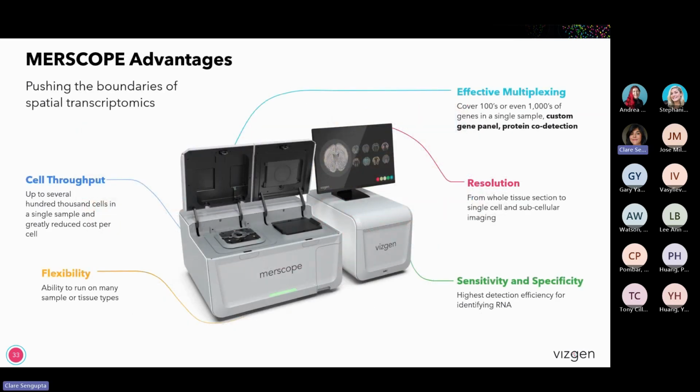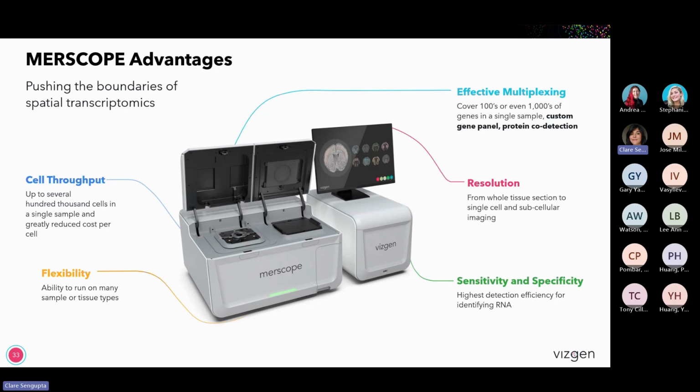So hopefully we have been able to describe all the advantages of this technology effectively, including the multiplexing, to be able to describe hundreds or soon to be thousands of genes using a custom gene panel and protein code detection on your sample over a large imaging area of intact tissue. This is enabled by the high resolution of our optics, so 100 nanometer resolution, which drives our ability to detect single transcripts and lends itself to our sensitivity and specificity for this direct RNA quantification.